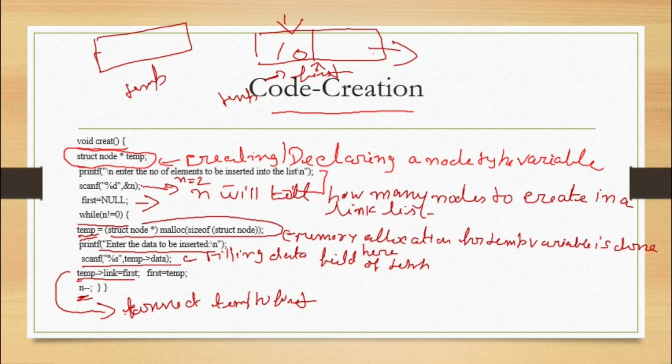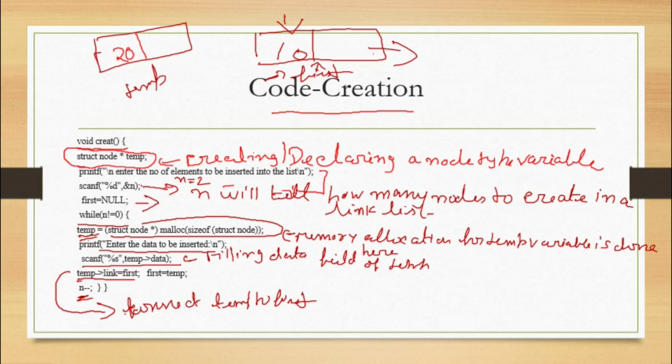So now temp will change. Then I'll put some value into it. I'll put 20. How do I put it? By temp of data. Then I do temp of link is equal to first.